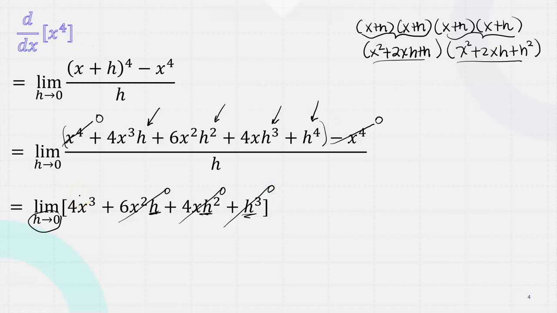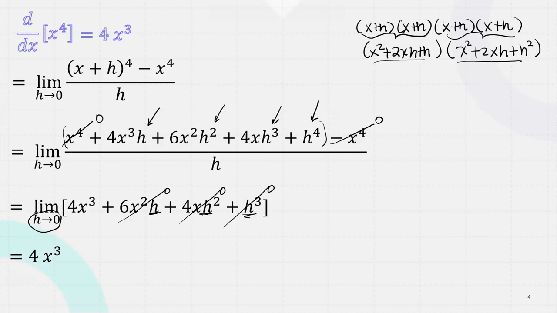So we will just have 4x to the third. We say that the derivative of x to the fourth power with respect to x is 4 multiplied by x to the third. Okay, so that is using the definition of derivative.